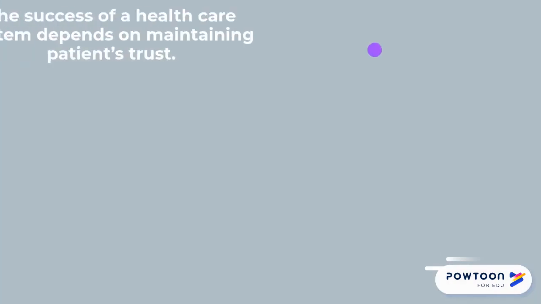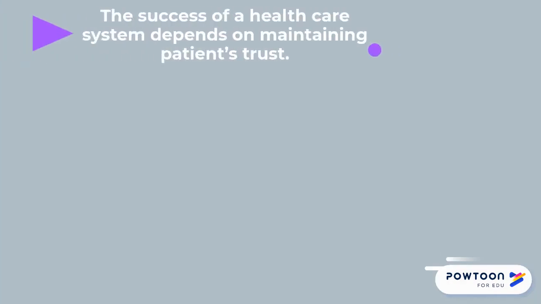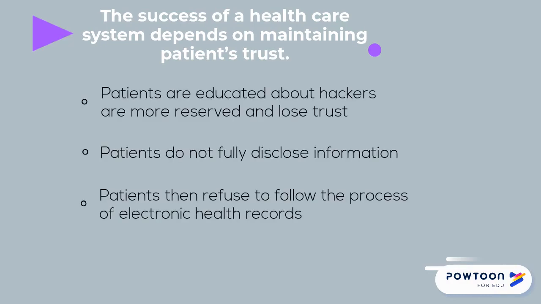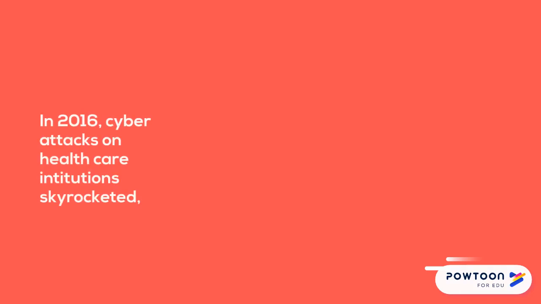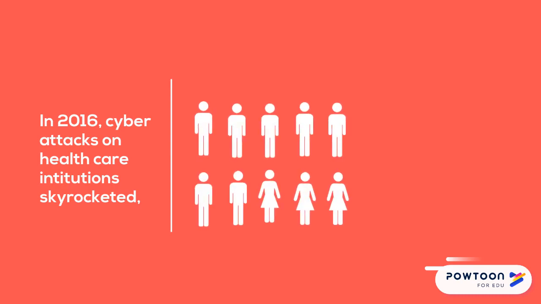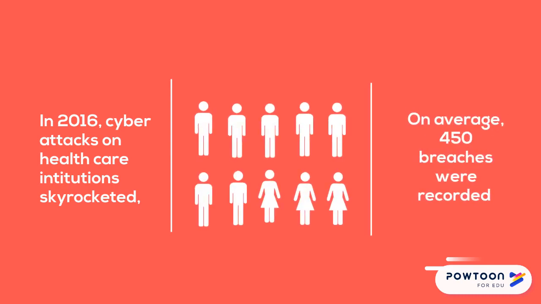When patients lose trust in the privacy of their health information, there can be problems such as patients not properly disclosing their health information, and it can even accumulate to the point of patients completely refusing to disclose or to go along with the EHR process. So over the years, the number of attacks on our healthcare institutions has skyrocketed, and in 2016, the average was about 450 breaches a year.